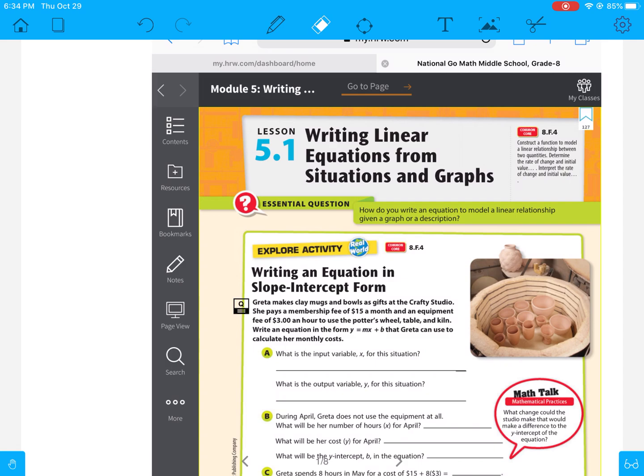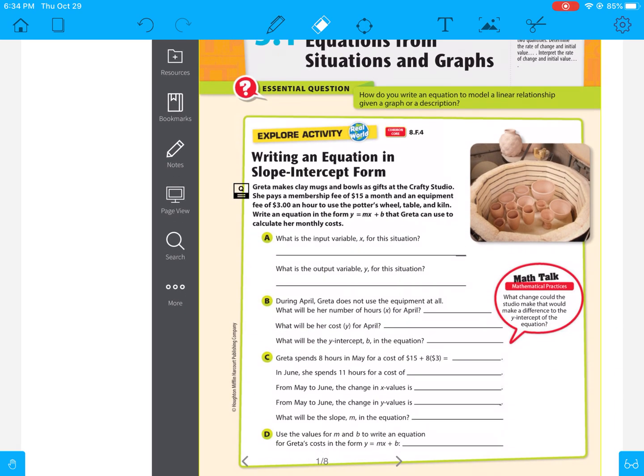So, writing linear equations from situations and graphs. Our essential question is, how do you write an equation to model a linear relationship given a graph or a description? So, we're going to explore really quick.